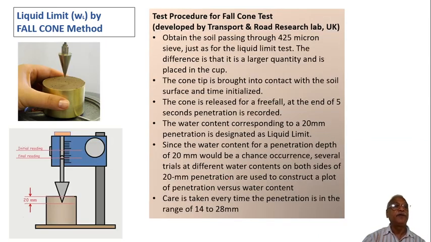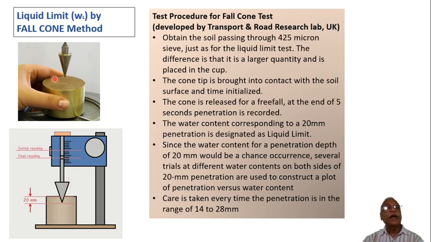Okay, here we have fall cone method. This particular method is developed by Transport and Road Research Lab, UK. Now here also the soil taken is passing through 425 microns. A bit more of soil is required because a big cup of soil has to be filled in, right? Now there is a standard equipment wherein this particular cone with a rod and then a pad etc. will be having a standard mass, a standard geometry.